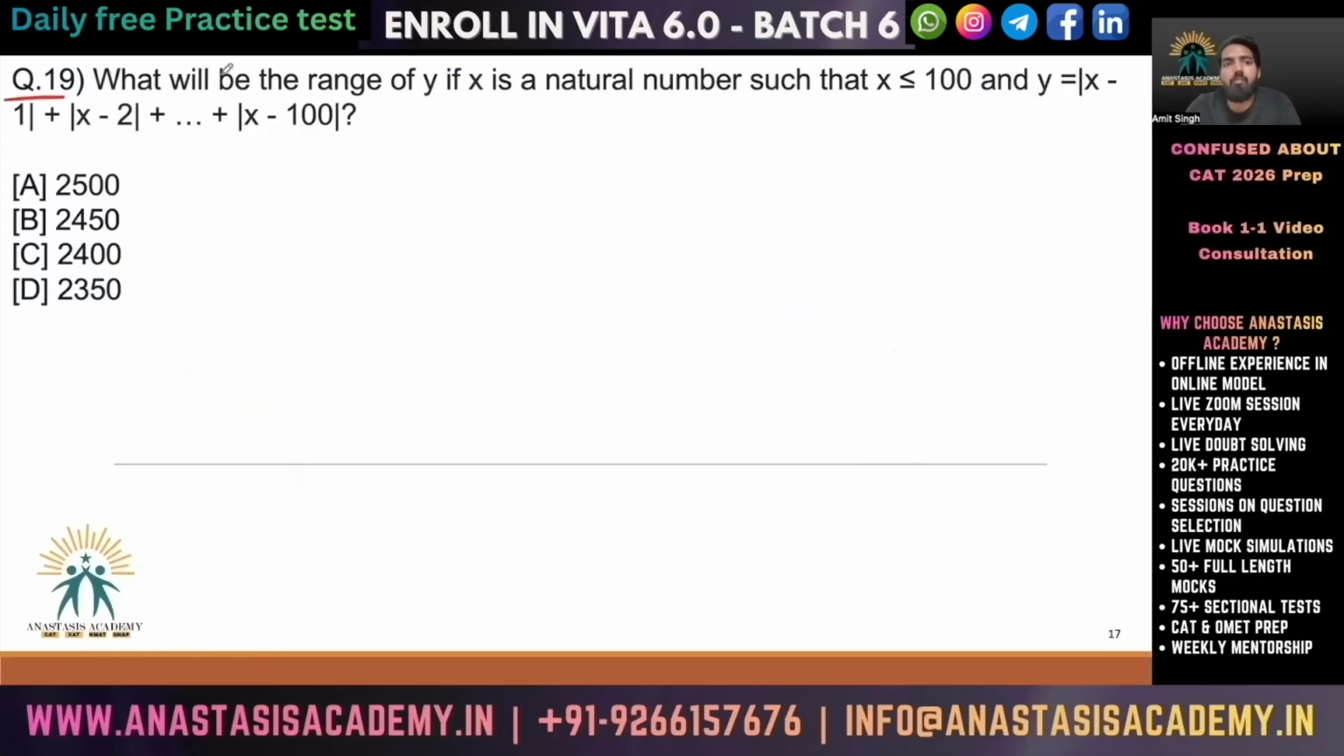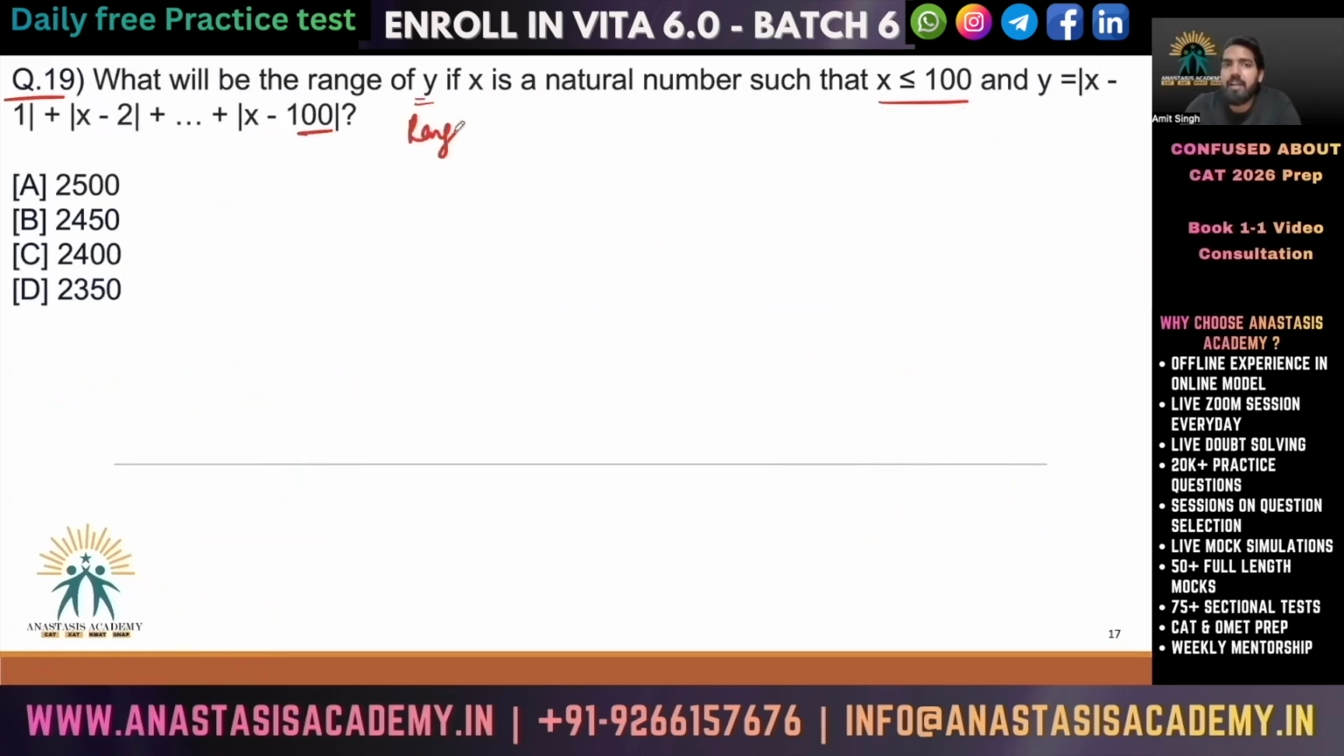Let's look at this question now. What will be the range of y if x is a natural number such that x is less than or equal to 100 and y is equal to mod of (x minus 1), (x minus 2), and so on till (x minus 100)? So we need to find the range of y.